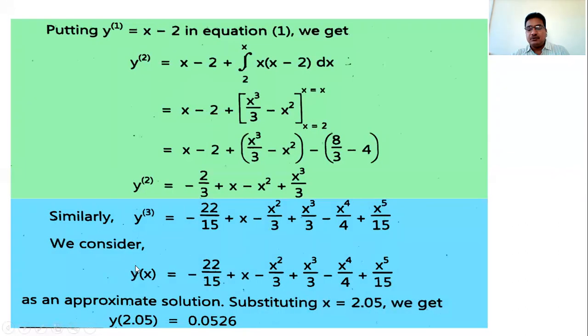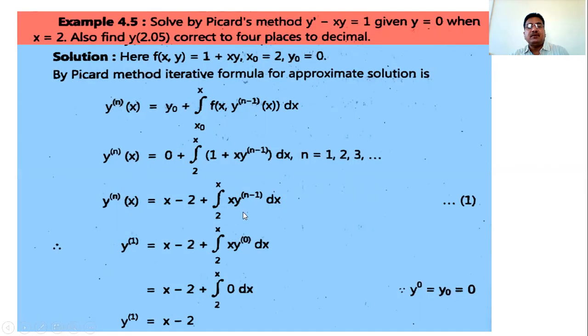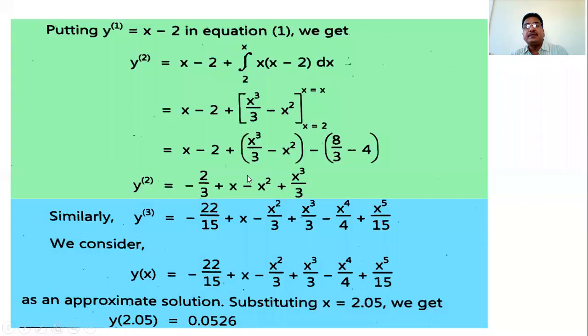Then second approximation. For the second approximation, substitute n as 2 in this formula. Then what do we have? y2 of x is equal to x minus 2 integration 2 to x, x into y1. What is y1? y1 is x minus 2. That is right, x into x minus 2, x into x minus 2 dx.